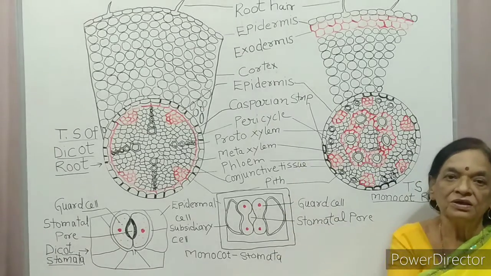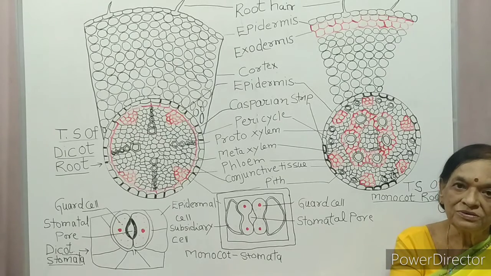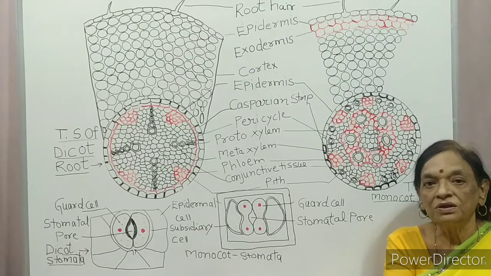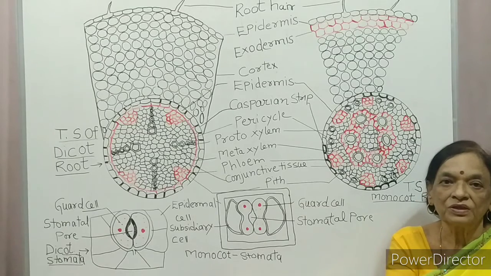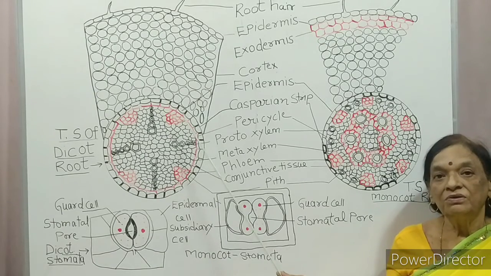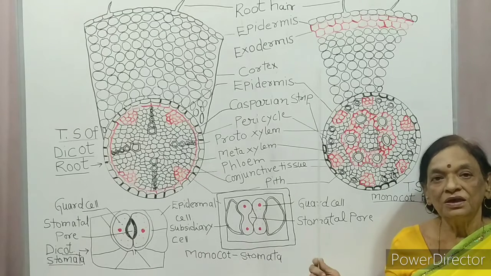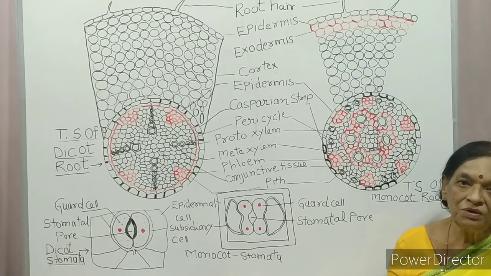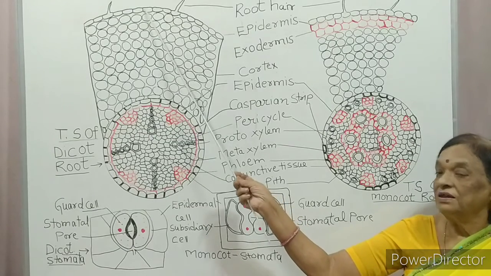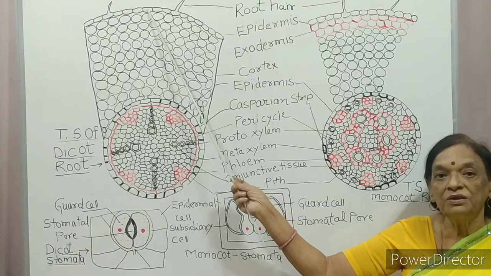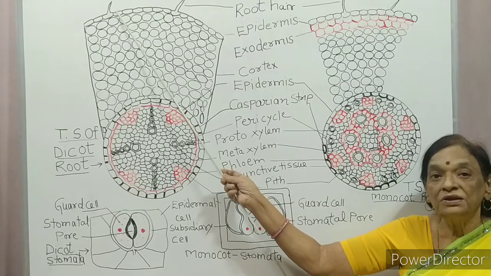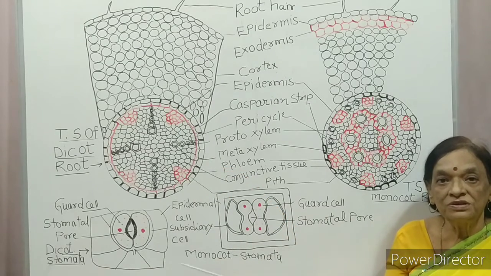Then after this, the tissue system of dicot and monocot root is given. Draw this diagram 5 times in your notebook. Whenever you draw the diagram, remember epidermal cells are barrel shaped. Barrel means it is like dholak, and cells are compactly arranged, no intercellular space.